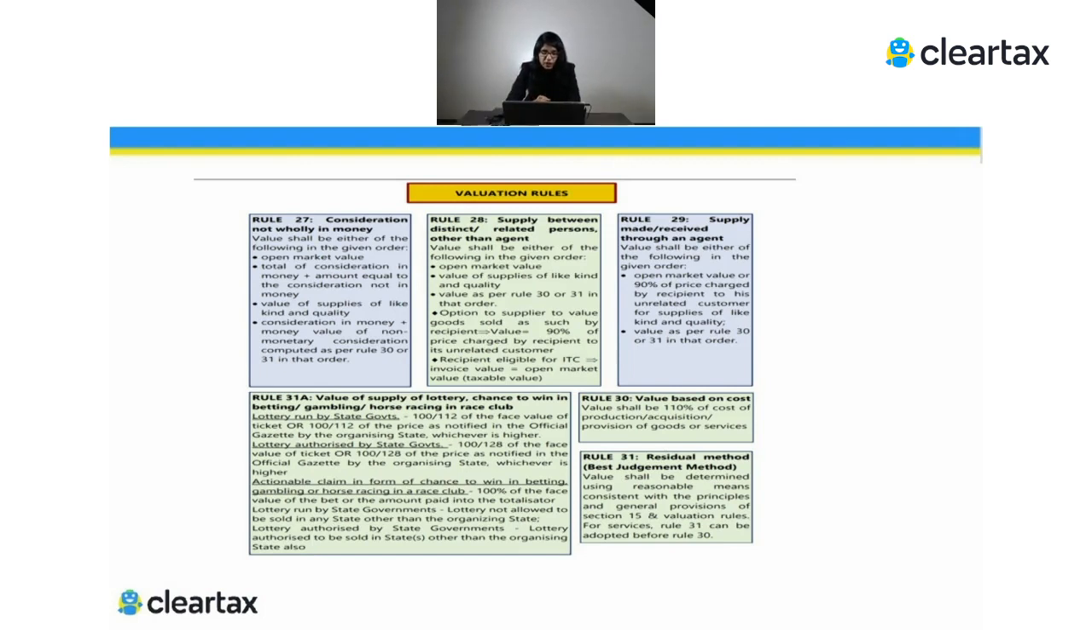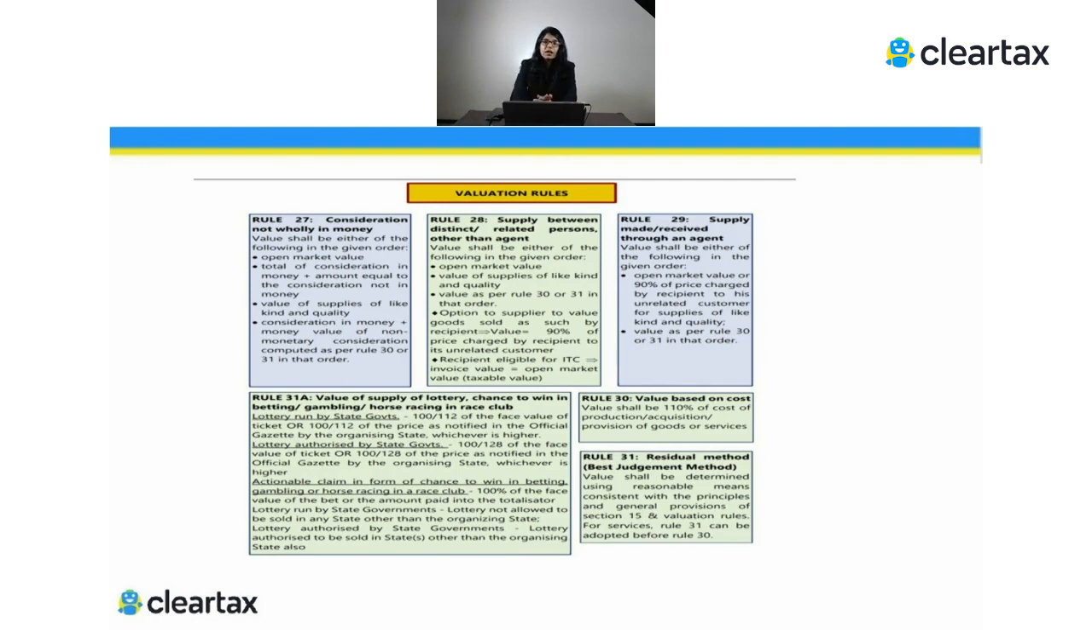And one important thing over here is if the recipient is eligible for ITC, then the invoice value will become the open market value or the taxable value. Why is this important? Whenever we say related party, it also includes your distinct person. Distinct person means under the same PAN you have a different GSTN and you are supplying from one GSTN to another GSTN, and obviously the other party is eligible to claim the ITC. In this case, usually what will happen?